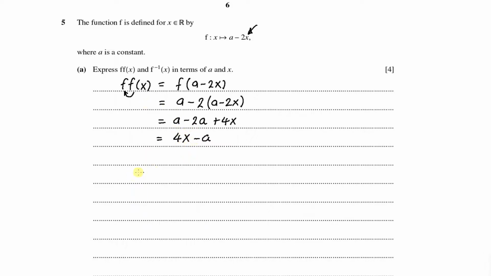Then for f inverse of x, we can say y is equal to a minus 2x, and we interchange the variables so that it becomes x is equal to a minus 2y. Then we make y the subject, so y will be equal to a minus x over 2, which therefore means that the f inverse is actually a minus x over 2. So that's the expression for f inverse of x. And that's how we answer part a.